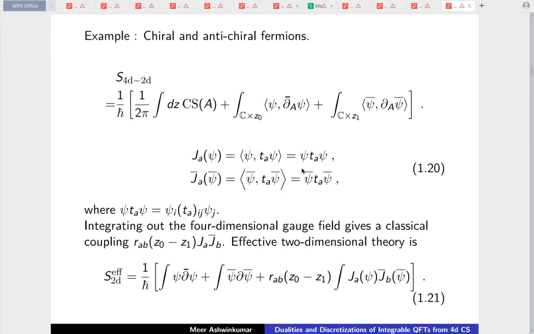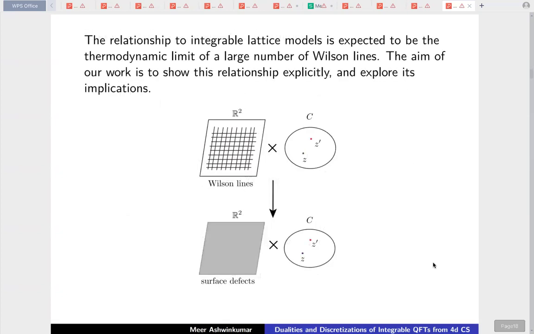So I'll give an example now of a type of integrable field theory that can be realized in 4D Chern-Simons theory. One natural class of surface defects one can consider is the chiral and antichiral fermions. If I consider one chiral free fermion system and one antichiral free fermion system, where the currents take the form given here, and I integrate out the four-dimensional gauge field, I obtain this integrable field theory. This is known to be the massless Thirring model, which is widely studied in the literature on integrability. And there are many other models one can realize in this way.